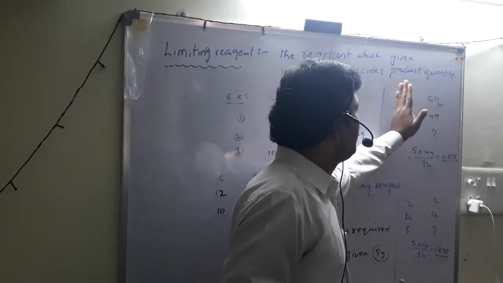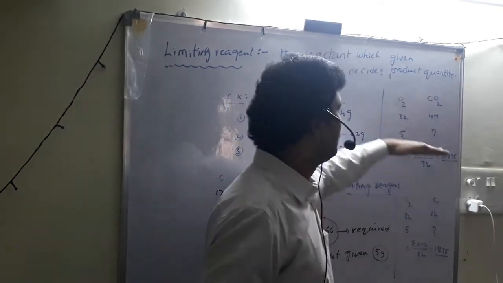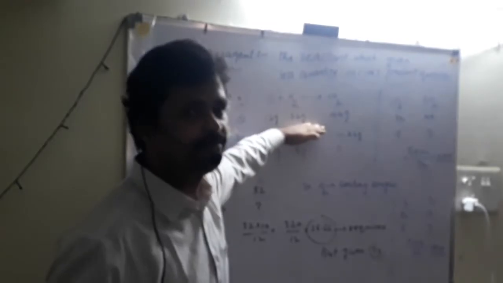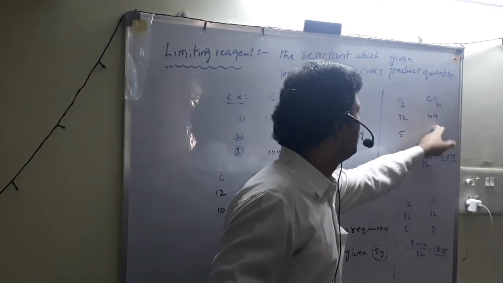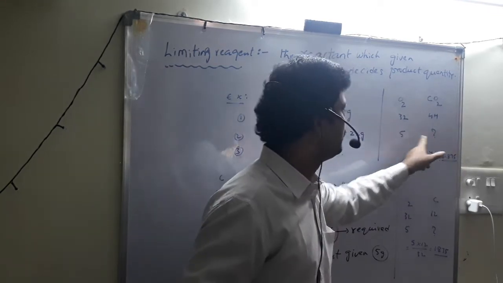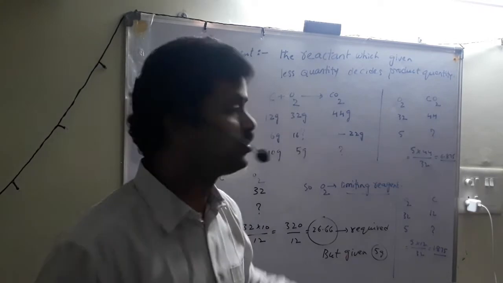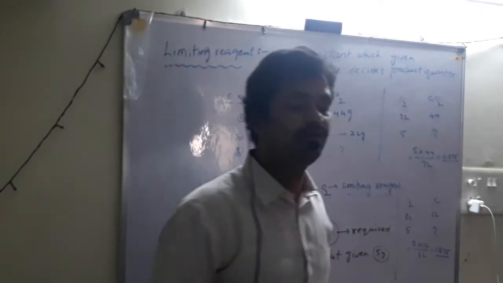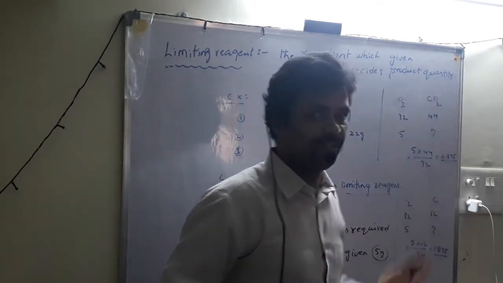Then the limiting reagent goes on the left side. The product side is on the right side, we will write. We will take the standard quantities again: 32 will produce 44. Then 5 grams produces how much? Unitary method: 6.875. Right? So this is the way the limiting reagent is helpful. Limiting on the left, required quantity on the right side.